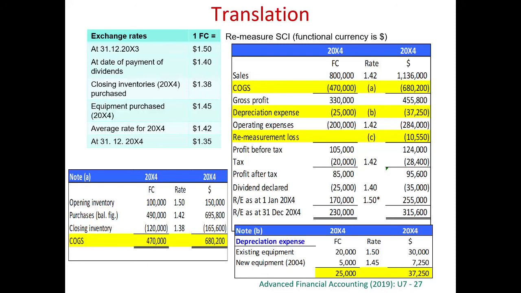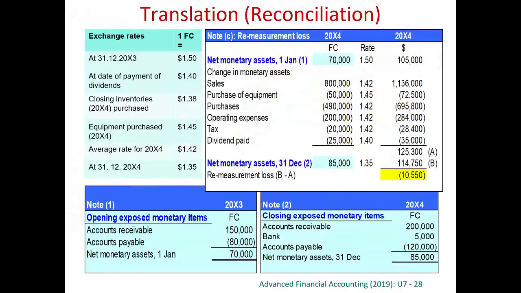We can treat it as a balancing figure, but sometimes the question may ask why we have got such an exchange loss. Actually, we should be able to calculate this exchange loss by reconciling the monetary assets. So under the temporal method, why we have got the exchange difference? Because for all the monetary items, we must use the closing rate. We start from a net monetary asset of 70,000. We finish it at the year end, 85,000. So these are the monetary assets that we have. Why monetary assets increase or reduce? Because you got all transactions.